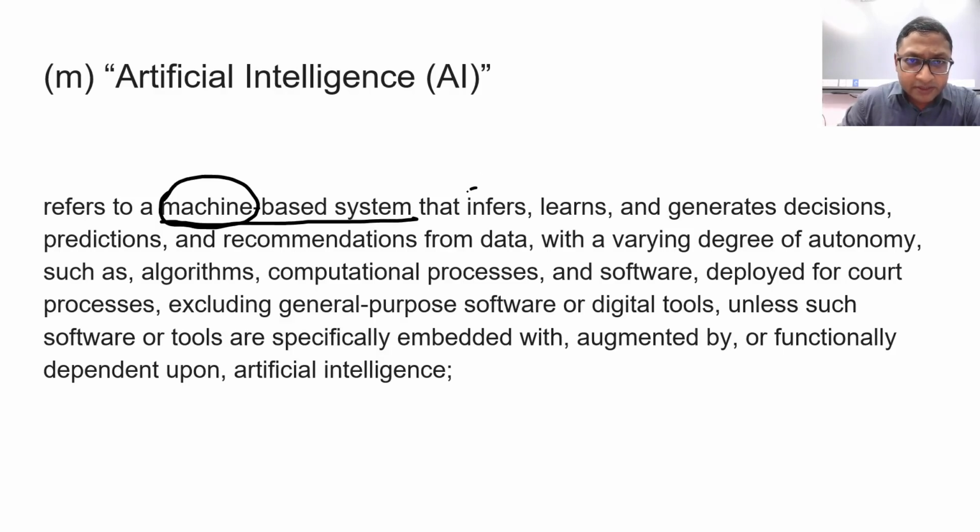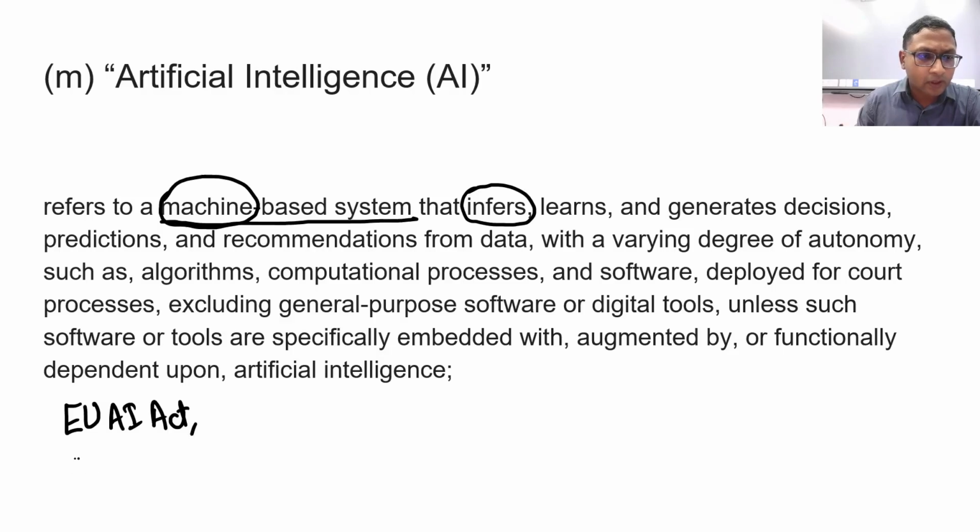We start with the definition of artificial intelligence. Artificial intelligence, or AI, refers to a machine-based system. Okay, so clearly it has to be a machine-based system. That infers. Now, this particular definition of AI is inspired by the EU AI Act and the OECD. The OECD is an international organization. This definition appears to be inspired by these two. However, it's not the same, it's very different.